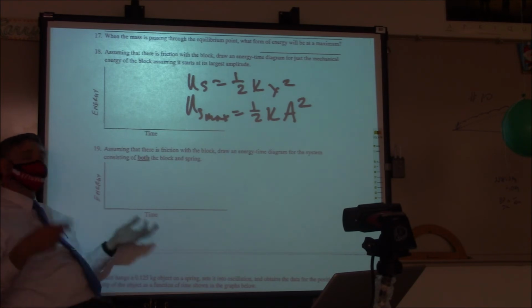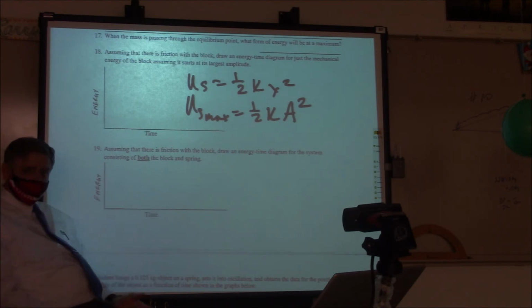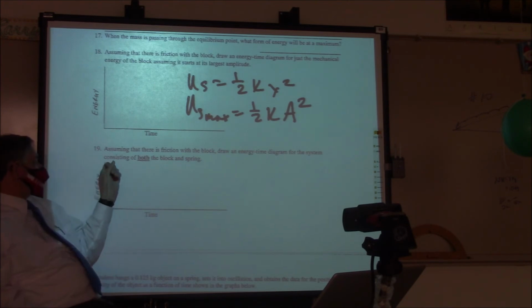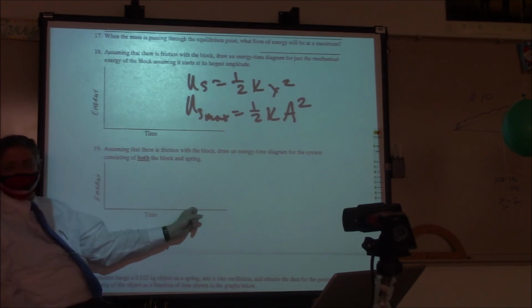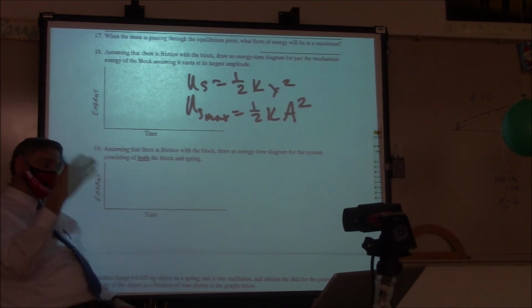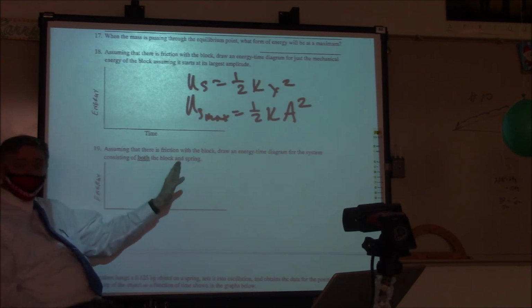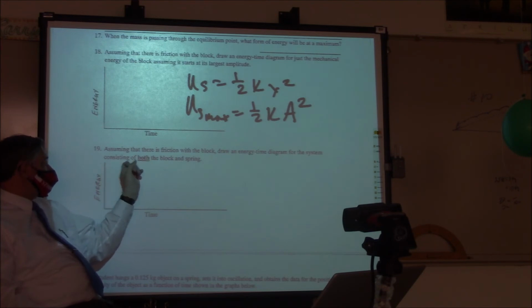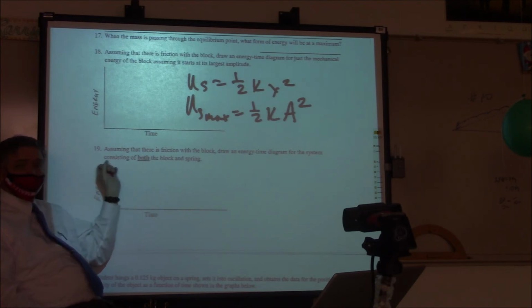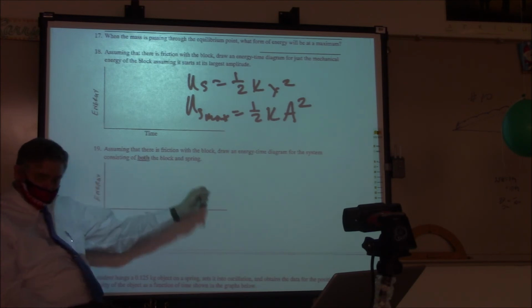Down, because I'm going to lose energy to friction. I'm going to generate thermal energy. So this graph just starts here, and it's going to go down like this, because I'm losing energy to thermal. Okay? And again, if it was a perfectly frictionless system, this line would just go across like this, and there would be no variation at all.